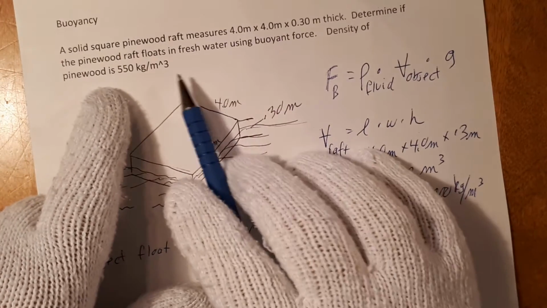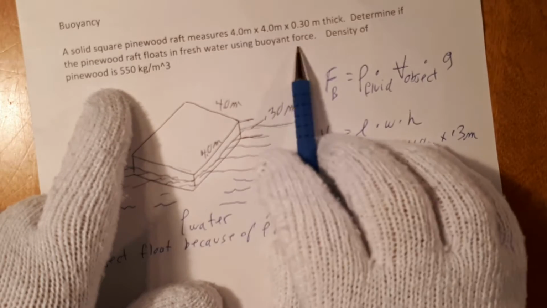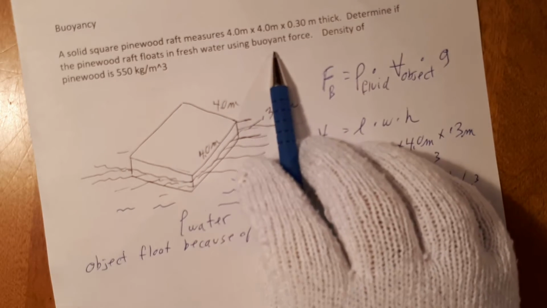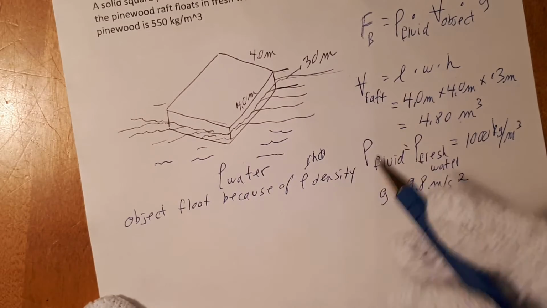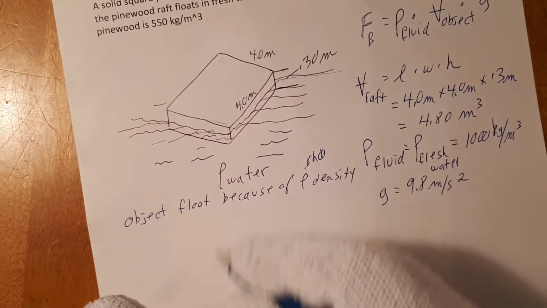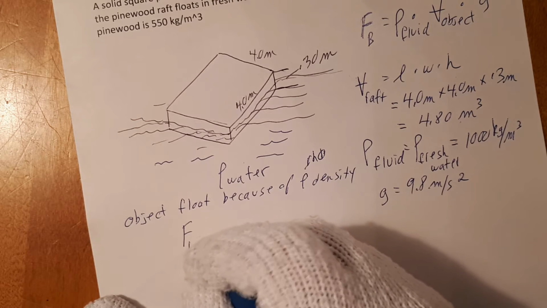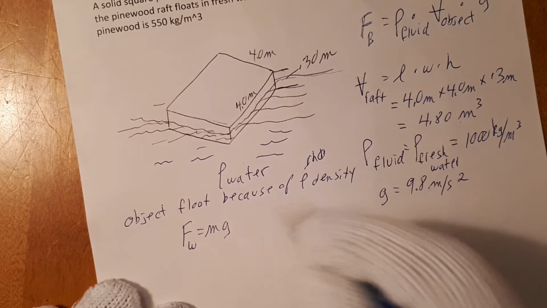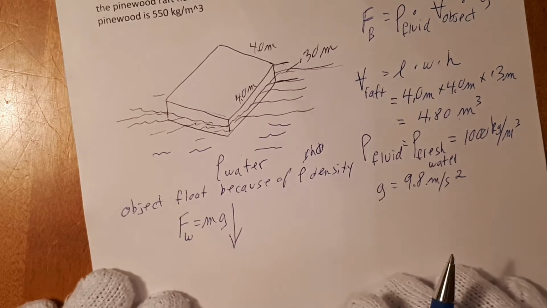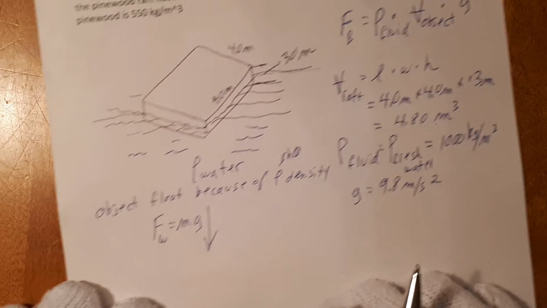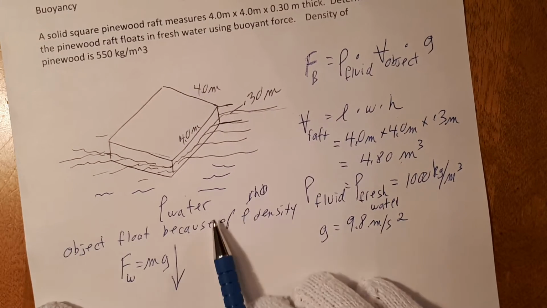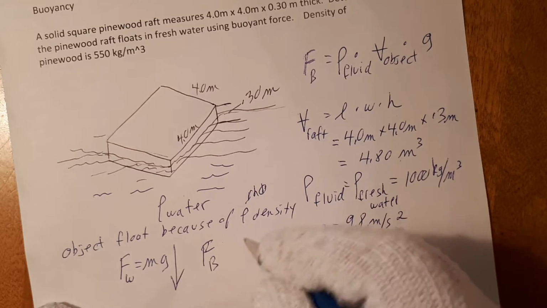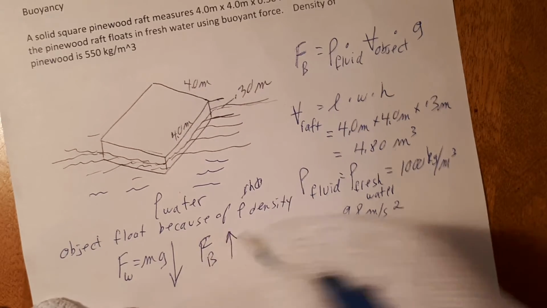But the question is asking us to determine flotation here using buoyant force. In order to determine if this will float using buoyant force, we need to calculate the weight of the object, and weight always goes down towards the center of the earth. And I write weight this way, so the force of the weight is equal to mg, and it always points downwards towards the center of the earth. And the buoyant force, that is a force generated by the fluid, and it pushes upward onto the bottom of the object. So the buoyant force forces upward.